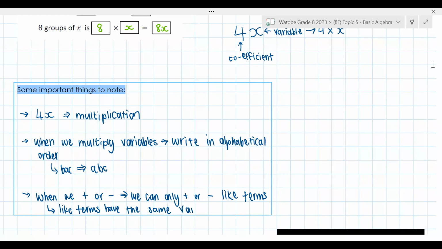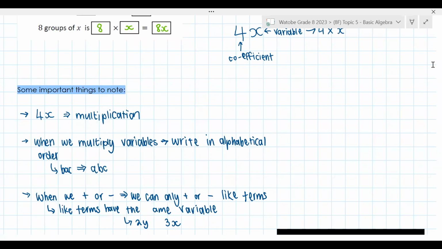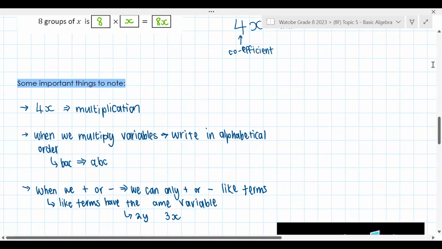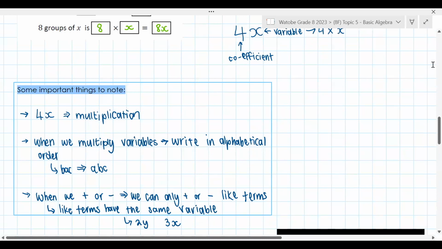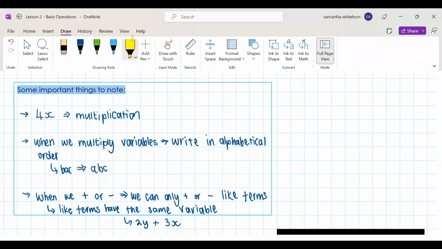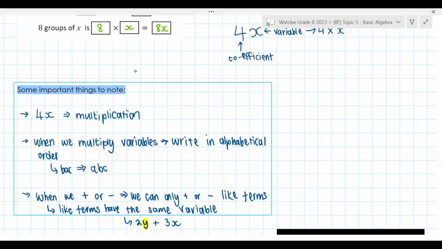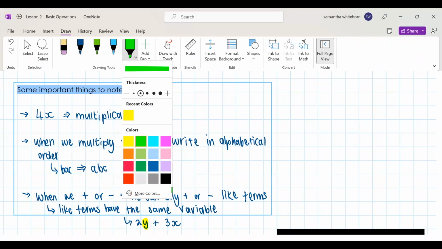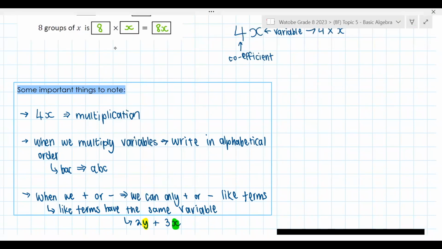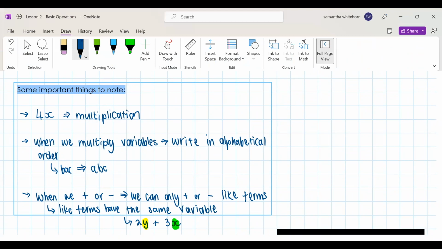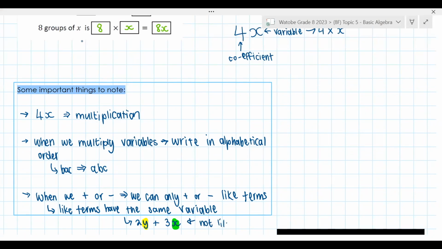All right, so basically what that means is, if I had, for example, 2y plus 3x, we need to be careful of the fact that these variables are different. One term has a y and my other term has an x. Because those variables are different, they are not like terms. So that means I can't add or subtract them together.